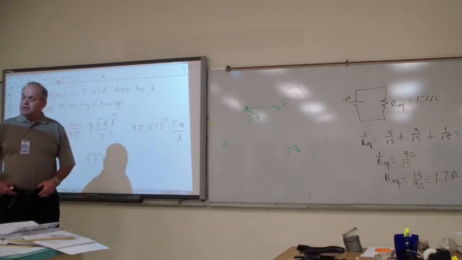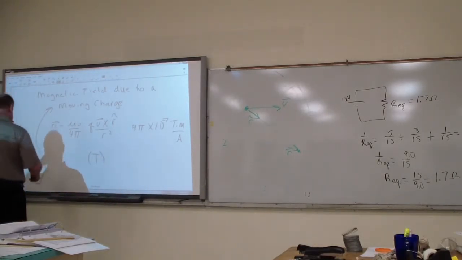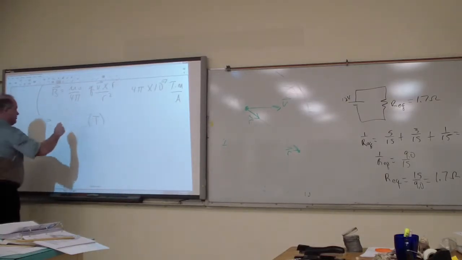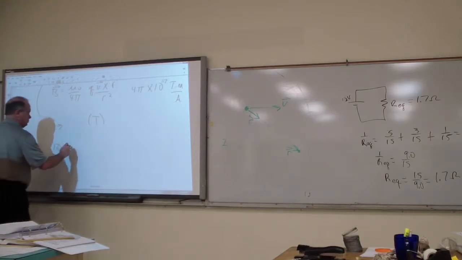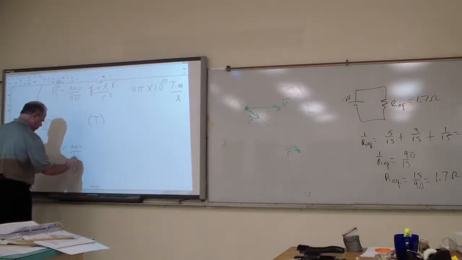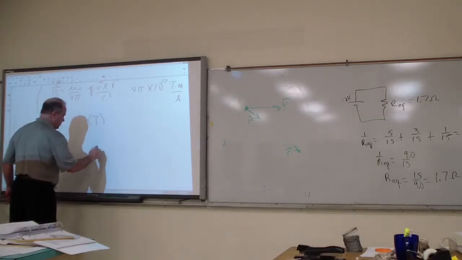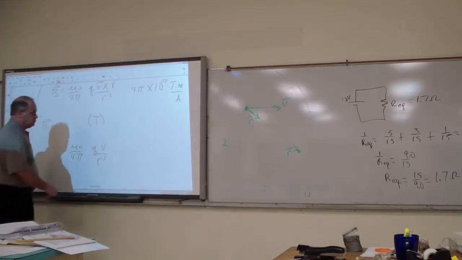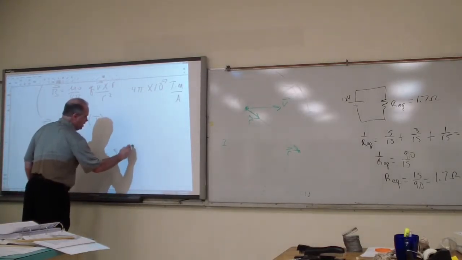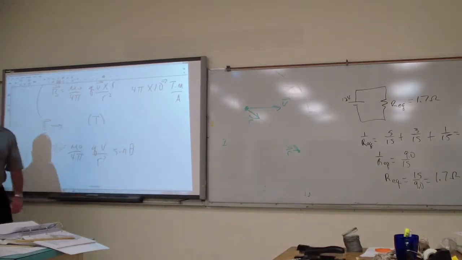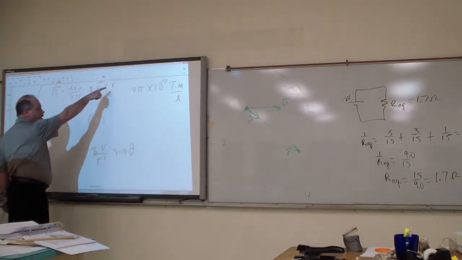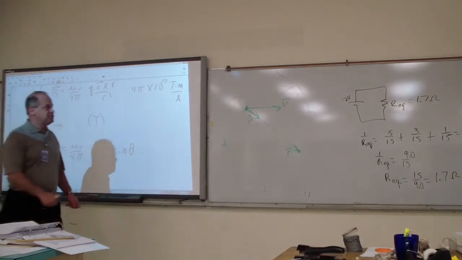Okay, is everybody good? Other than that, everything else should look familiar to you. But you can write it another way, and that is the amount without the vectors, and that's this. B equals mu sub O over 4 pi times Q times V over R squared, times sine of theta, because anytime you see a cross product, it's times sine of theta. Everybody good? Theta is the angle between V and R, the unit vector. In this case, this is theta right here.